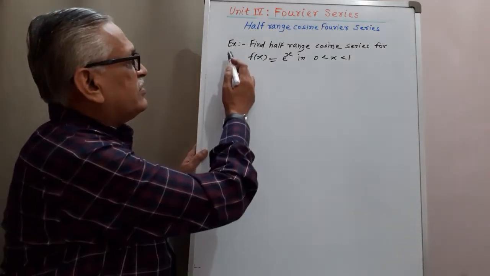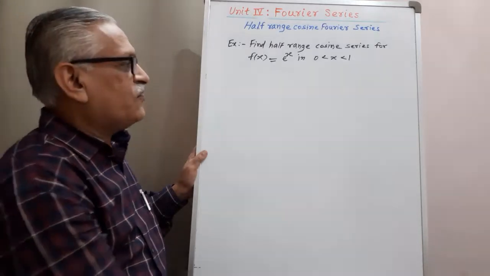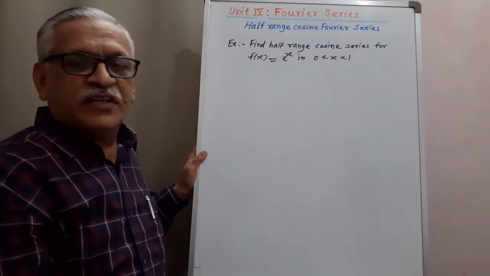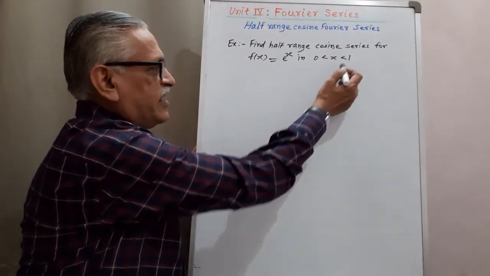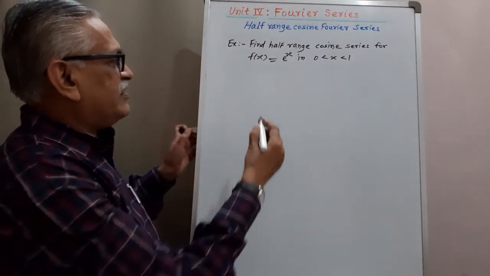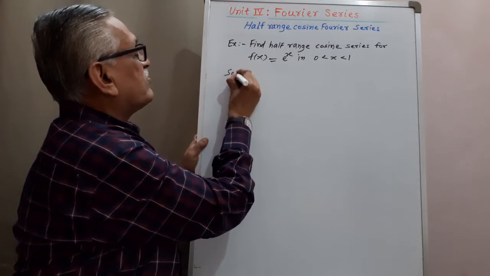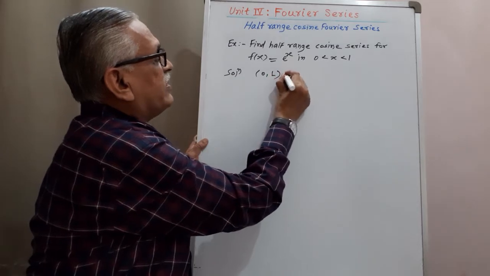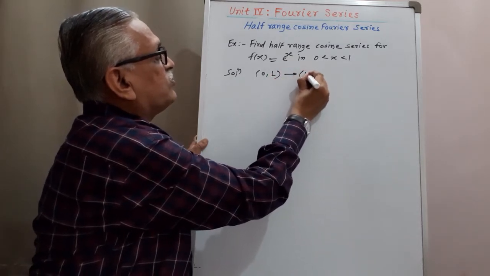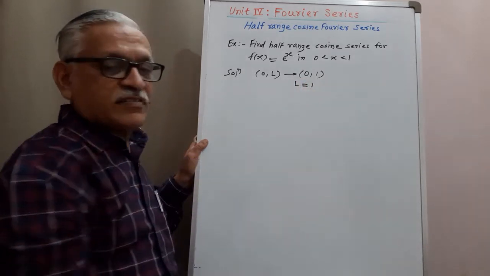Let us solve: find the half range cosine series for the function f of x is equal to e raised to x in the interval 0 less than x less than L. As it is a 0 to L type of range, comparing it with 0 to 1, we get the value of L as 1.